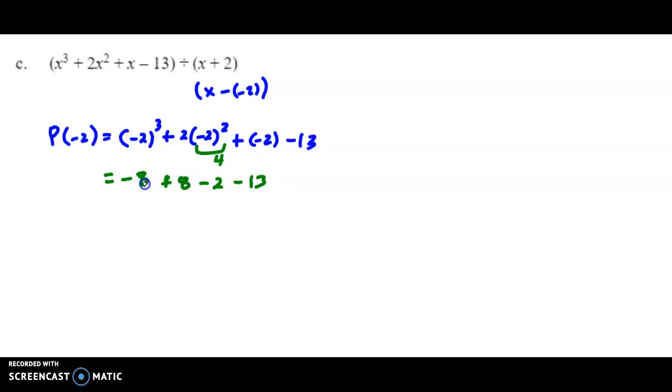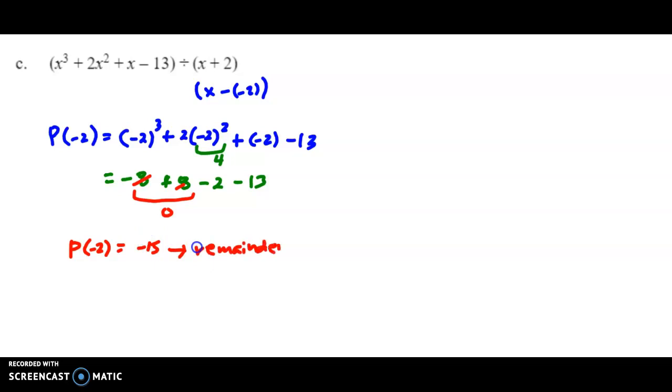So then here we work this out. We evaluate it. Okay, negative 8 plus 8, that's 0, okay? And then 0 minus 2, minus 13, right? Here, I'll just make note of that. This is 0, or you can cancel these out. Okay, so you get negative 15. Meaning P of negative 2, if you substitute a negative 2 into the expression, you get negative 15, and this represents the remainder.